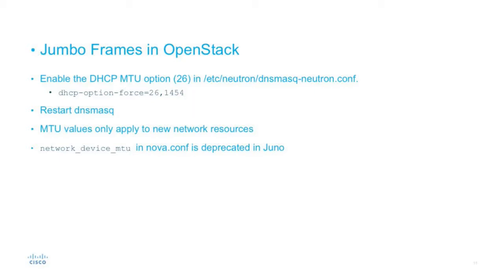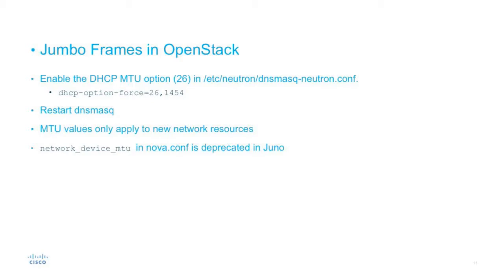There's another option where we can make the DHCP server send option 26 to the interface, so the interface knows at boot time, or when it receives an IP address from the DHCP server, what the MTU of the interface is. So the DHCP server is going to set the MTU of the interface. And MTU values only apply to new network resources. So if we change the MTU of a network, the subnets, ports, and routers created after that will have the MTU applied. But any older subnets, ports, and routers created on the same network will still have the old MTU.